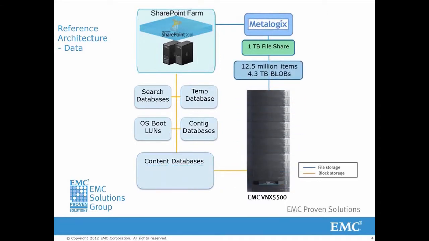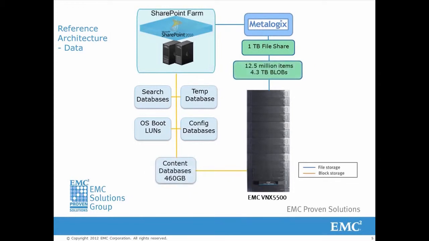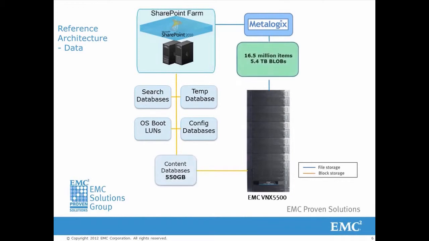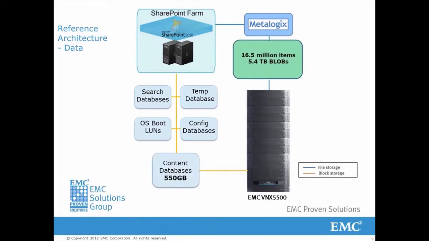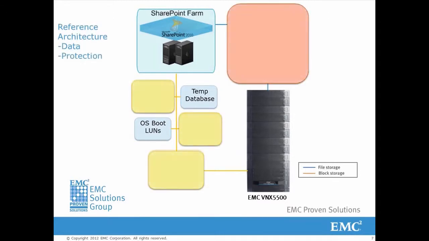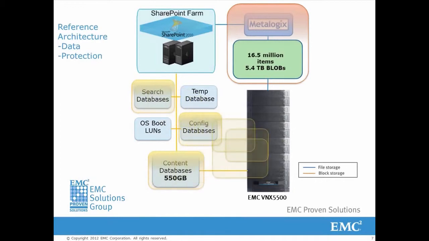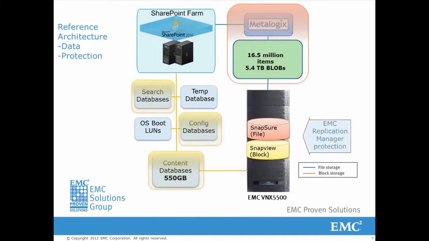We show how the SharePoint content databases can be seen to be much smaller, thus freeing up space on the higher tier of storage. We show how the 1 terabyte file share is migrated into the SharePoint farm. As it's migrated, the metadata in SharePoint grows for this added content. EMC Replication Manager is introduced to protect the block content with SnapView and file content with SnapSure.